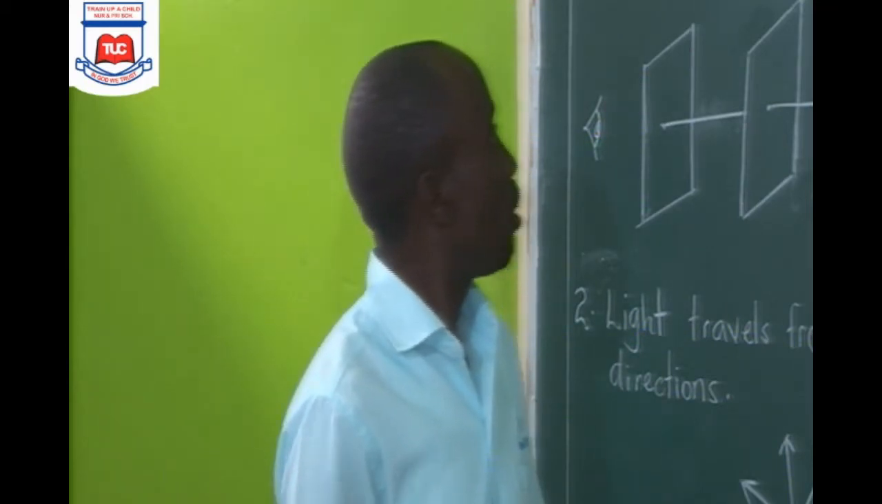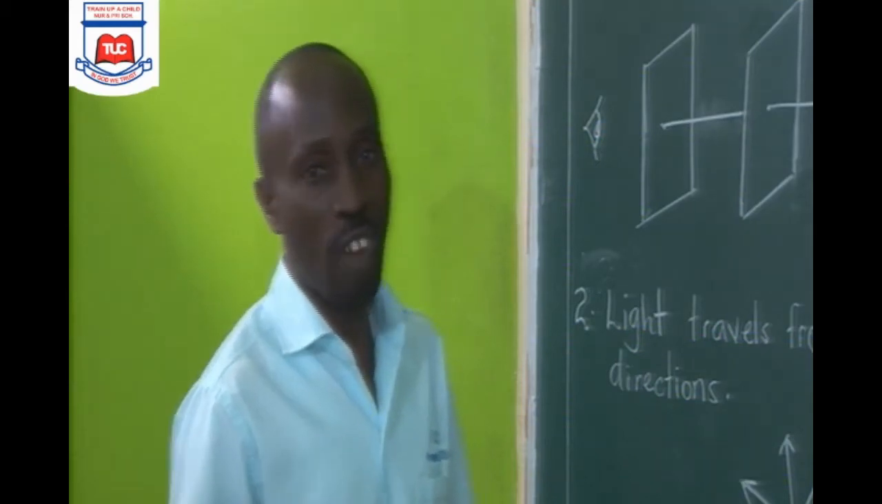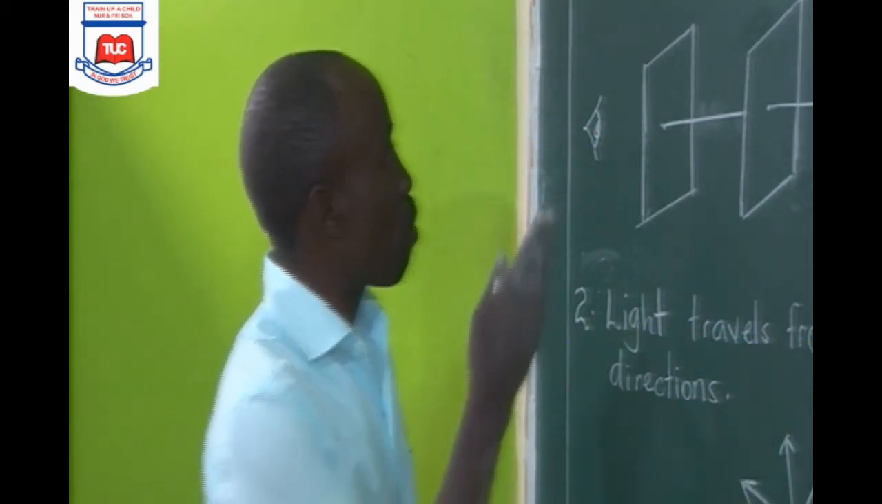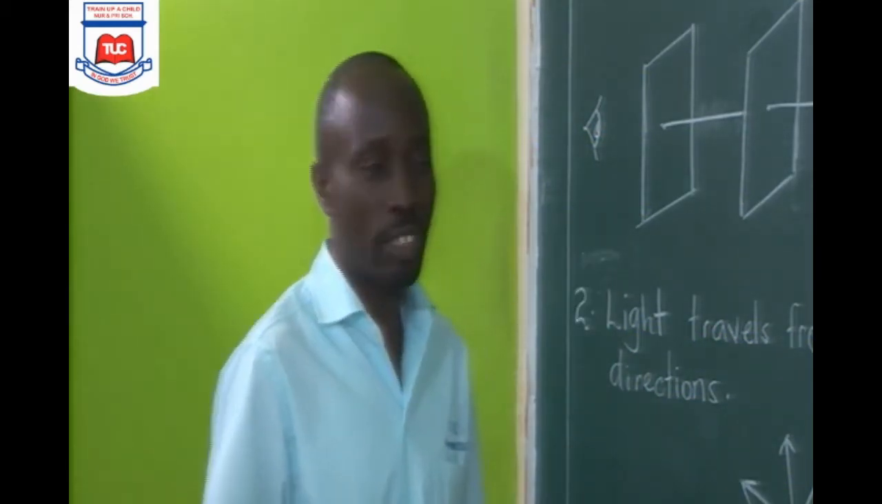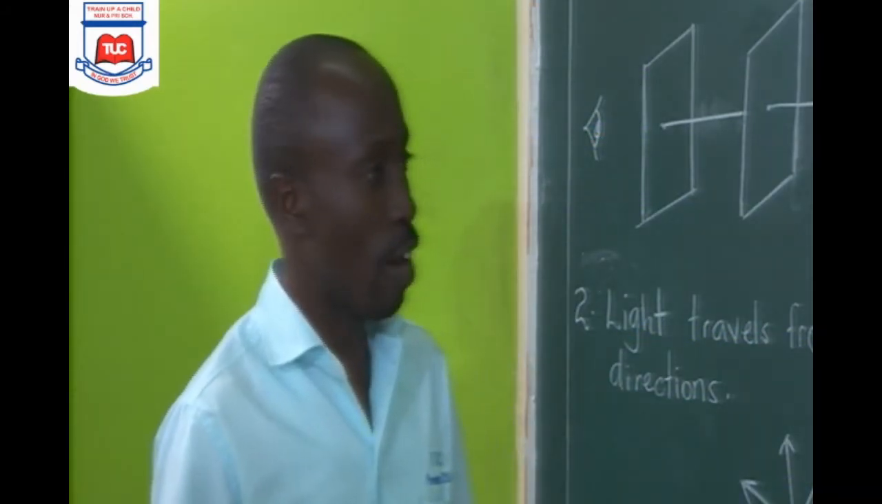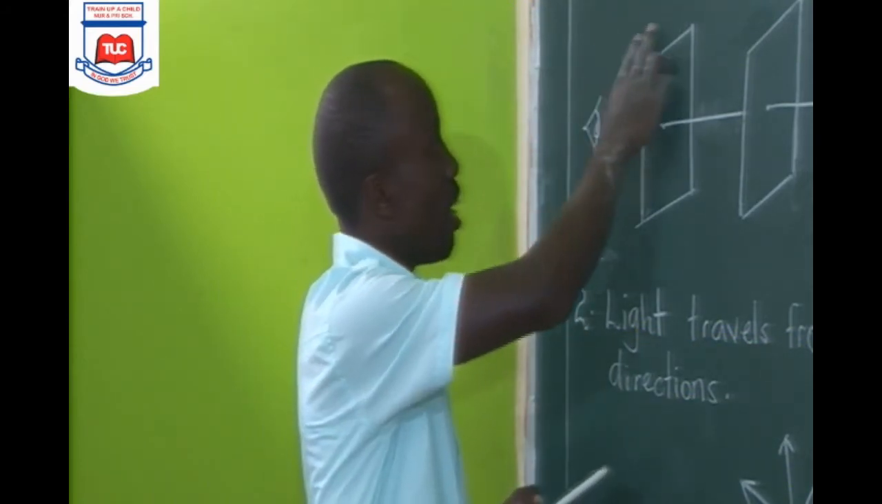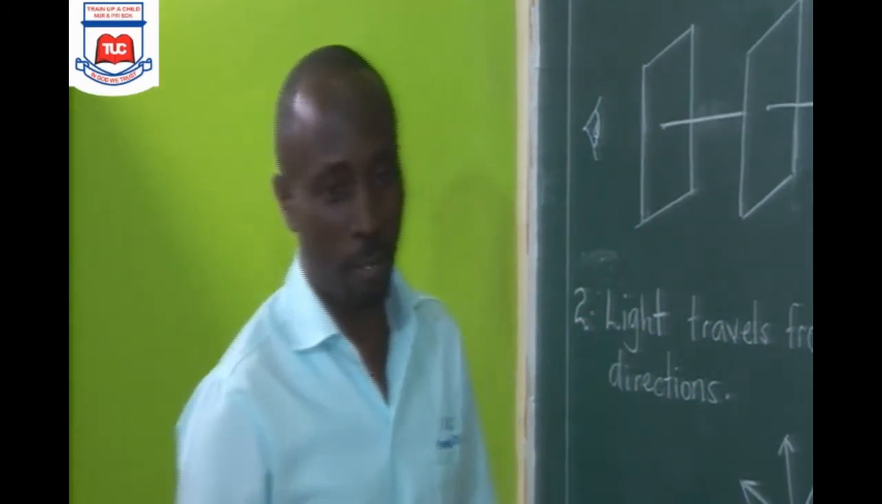So today we want to concentrate on the properties of light, okay? It's called propagation or properties of light. Light has majorly two properties that you have to take into account. Number one is light travels in a straight line.